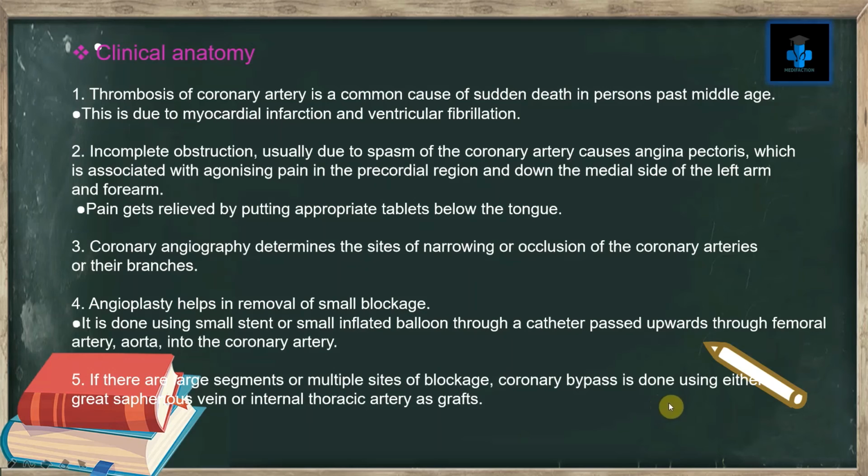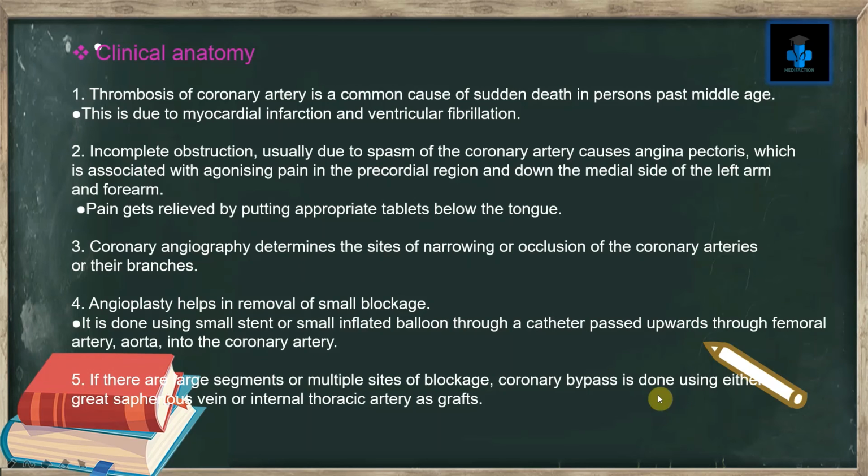Number 2, incomplete obstruction, usually due to spasm of the coronary artery, causes angina pectoris, which is associated with agonizing pain in the precordial region and down the medial side of the left arm and forearm. This pain gets relieved by putting appropriate tablets below the tongue.